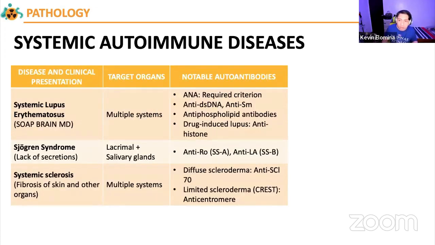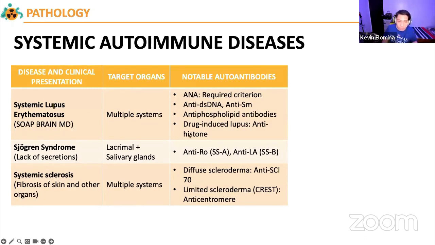So just remember your systemic autoimmune diseases, your SLE, your Sjogren, your systemic sclerosis, your mixed connective tissue disease. So just remember their main clinical presentation, no, and your notable autoantibodies. Okay? Para ma-diagnose nyo sila, and then you just pick out the relevant information from your memory. So for your SLE, you know your SOAP BRAIN MD mnemonic.